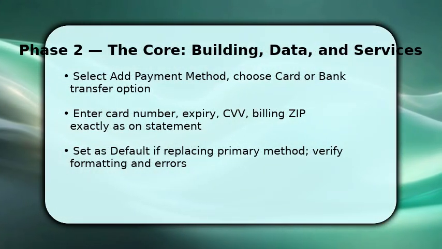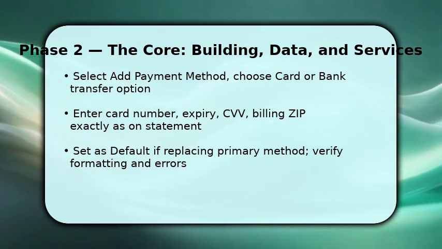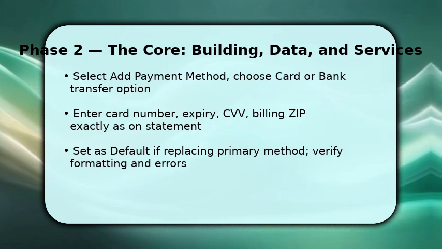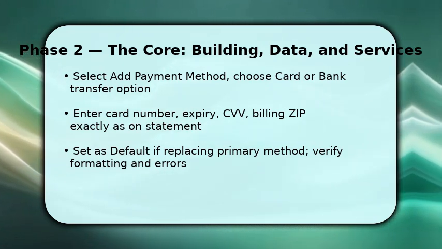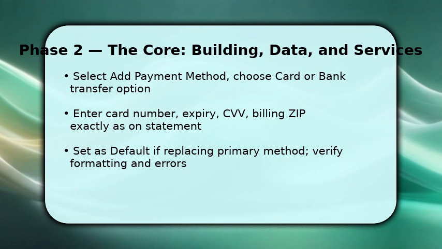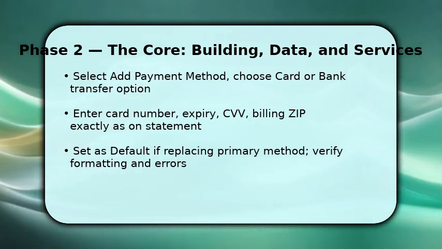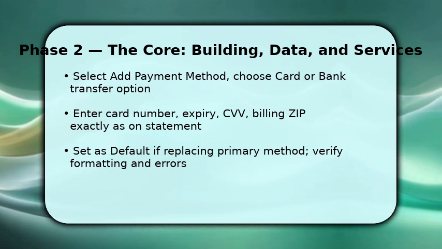Now you'll add the new payment method. Choose Add Payment Method and pick Card or Bank Transfer. Carefully type the card number, expiry, CVV, and billing ZIP. If it's a bank account, use routing and account numbers exactly. Once entered, review the form for typos and use the Verify or Save button.